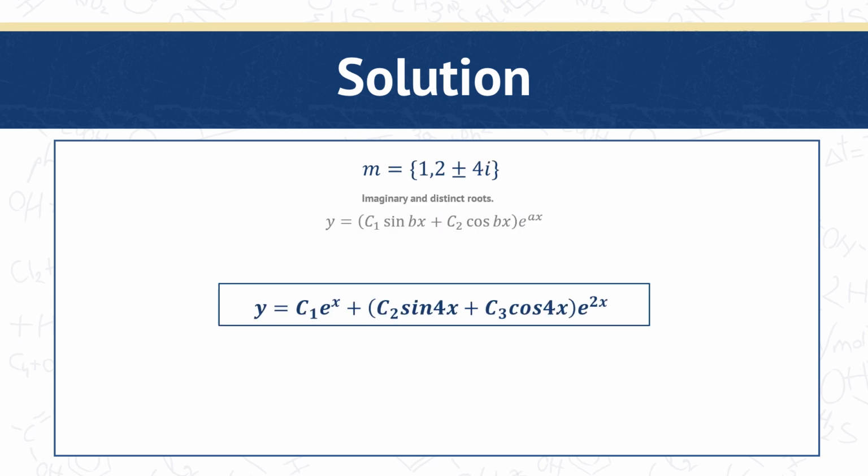So we can see here that we have one real root and two distinct imaginary roots. So the imaginary roots will then take on this form of the general solution. Our final answer will then be y is equal to c sub 1 times e raised to x plus the quantity c sub 2 times sine 4x plus c sub 3 times cosine 4x multiplied to e raised to 2x.